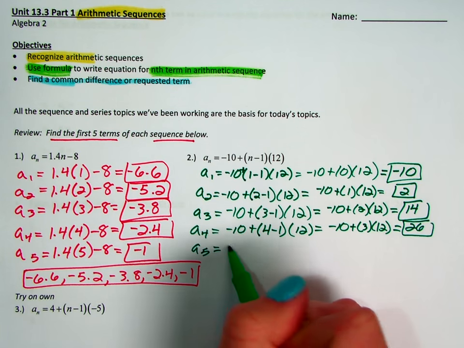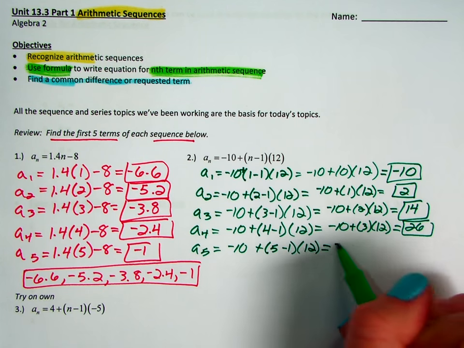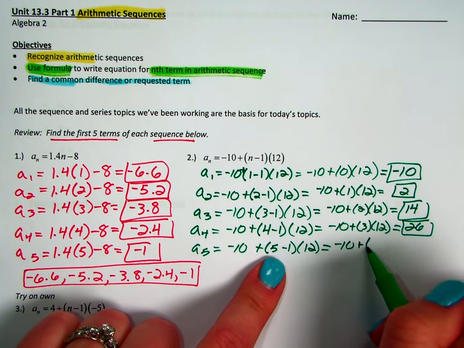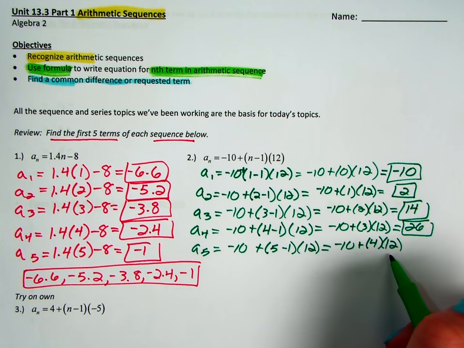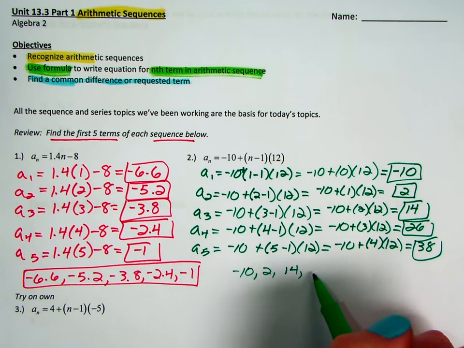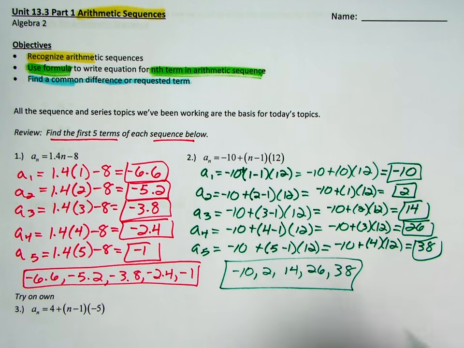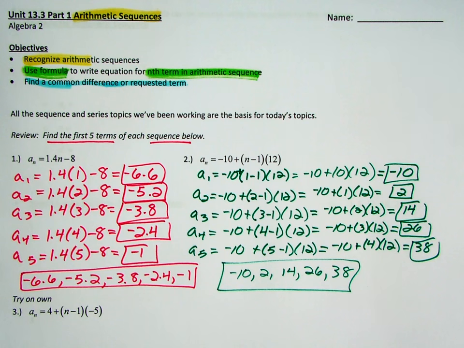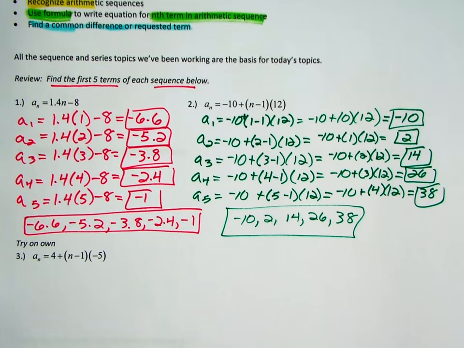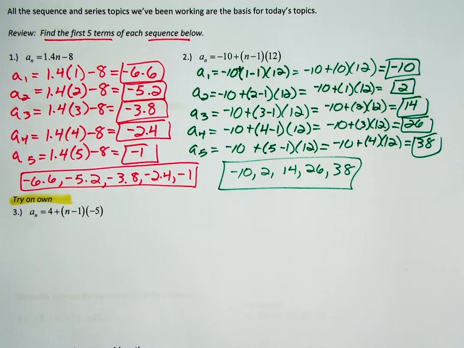And then the fifth term, negative 10 plus 5 minus 1 times 12. 5 minus 1 is 4 times 12. Well, 4 times 12 is 48, minus 10 would be 38. So our sequence for the first 5 terms is negative 10, 2, 14, 26, and 38. Now again, notice we didn't add them together because we weren't finding a summation. We were just listing out the terms in a sequence, not in a series. Now you're going to try number 3 on your own, and we'll check that together in class tomorrow.